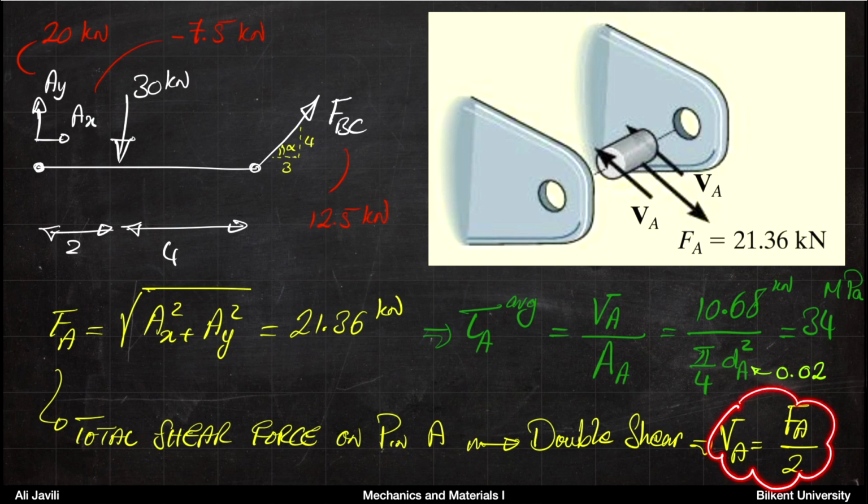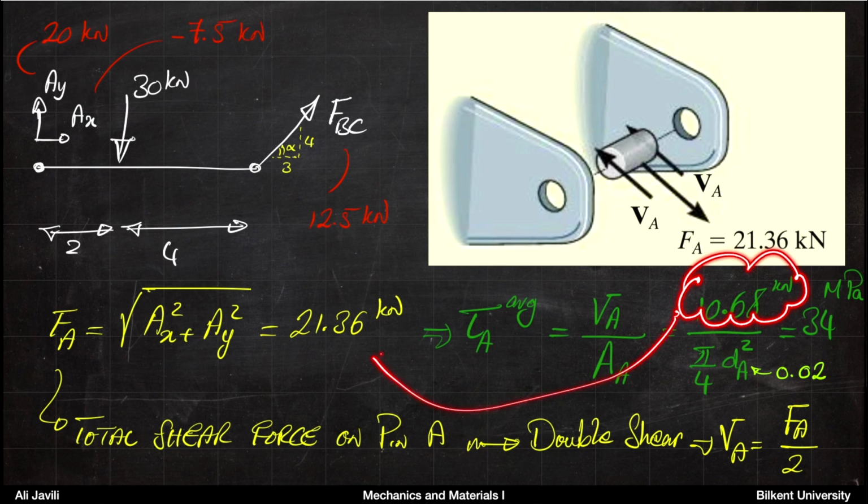Once you're careful with this, the rest is easy. The stress for the pin, the shear stress, is simply shear force divided by cross-sectional area. The cross-sectional area here would be the area of that little circle, and basically that's pi r squared, r being the radius of that, or if you write it in terms of the diameter that is given in the problem, is pi over 4 d squared.